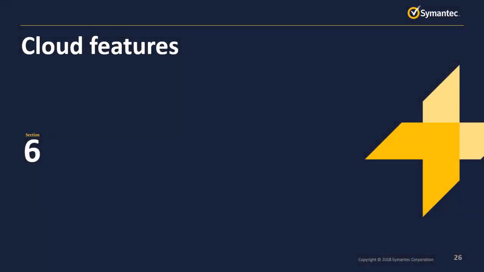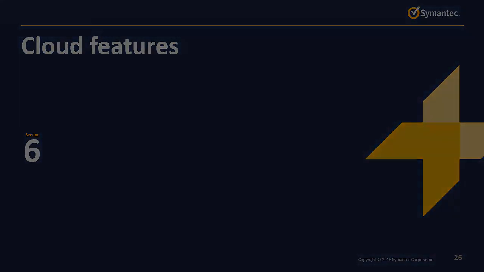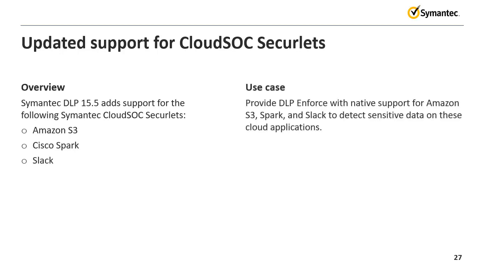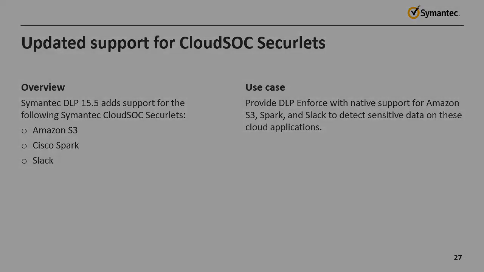This section discusses new cloud features. Symantec DLP 15.5 adds support for the following Symantec CloudSOC Securlets: Amazon S3, Cisco Spark, and Slack. This feature provides DLP Enforce with native support for Amazon S3, Spark, and Slack to detect sensitive data on these cloud applications.